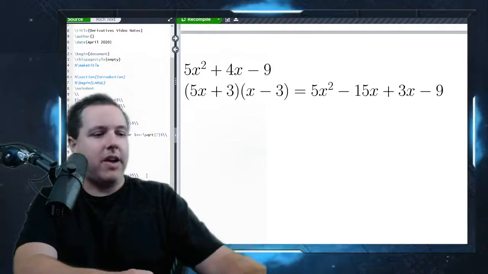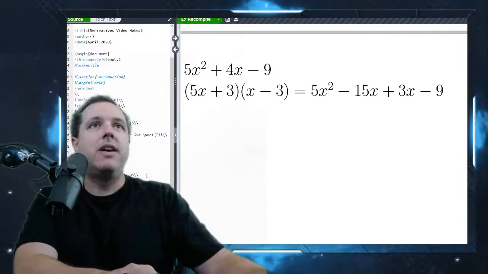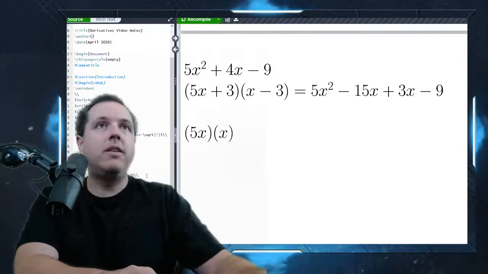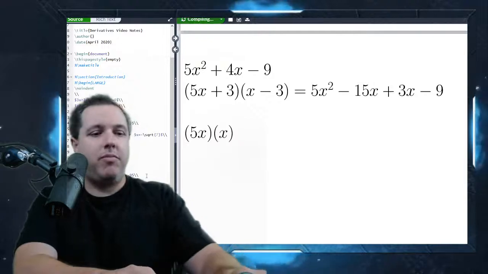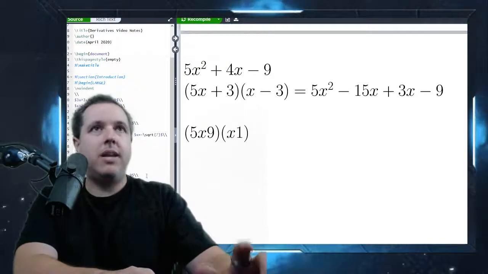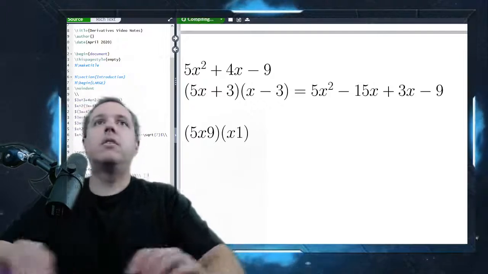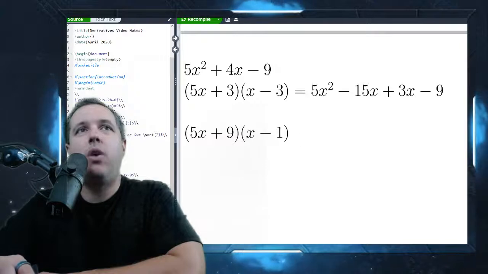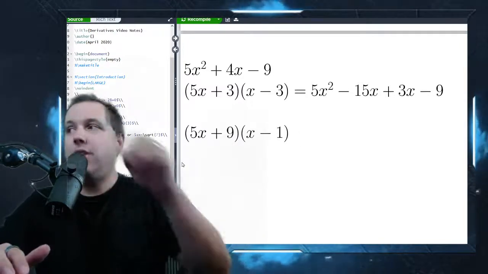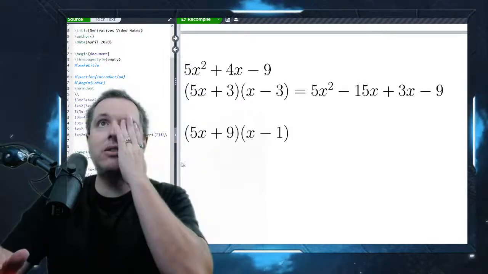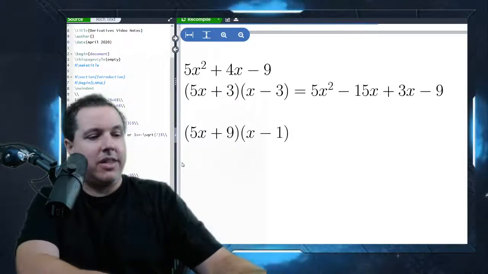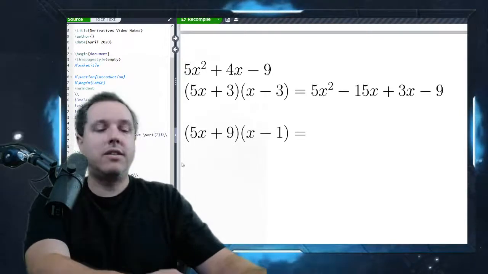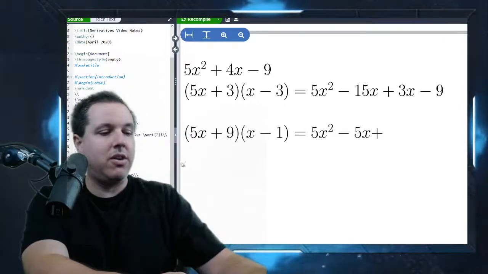We know it's going to be 5x and x. And then I think I'm going to want the 9 and the 1. And I'm going to want a plus and a minus. Okay, so now my guess is that it's going to be 5x plus 9 times x minus 1. And it's just practice. The more you do these, the faster you're going to see those combinations, right? And I could be wrong, but I think that's what it is. Let's see. 5x squared minus 5x plus 9x, there we go, minus 9.